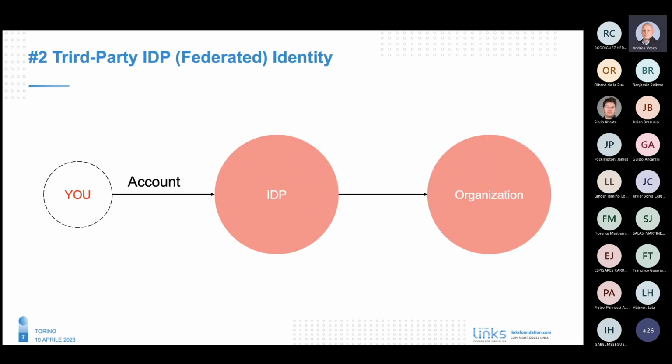Let me say the subsequent possible design of identity is what we call third-party federated identity, in which there is an identity provider and a specific object or person has an account on this identity provider, and then with this same account you can also log in and be authenticated first and then authorized to a specific service or to access a specific resource also in another system or organization.